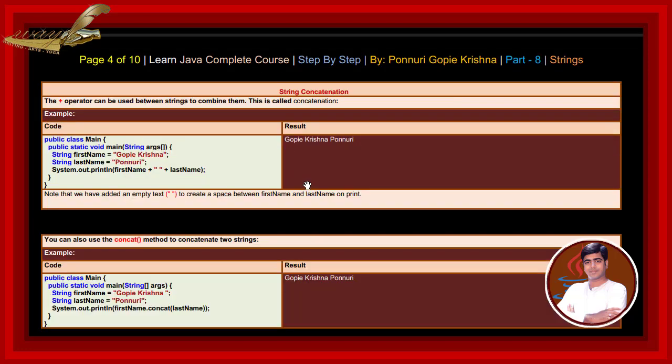String concatenation. The plus operator can be used between strings to combine them. This is called concatenation. Example, see here, first name Gopie Krishna, last name Ponnuri. See here, plus last name. See here, Gopie Krishna Ponnuri. Note that we have added an empty text to create a space between first name and last name on print. You can also use the concat method to concatenate two strings. See here, now we are using the concat method with the last name. See, Gopie Krishna Ponnuri was printed.